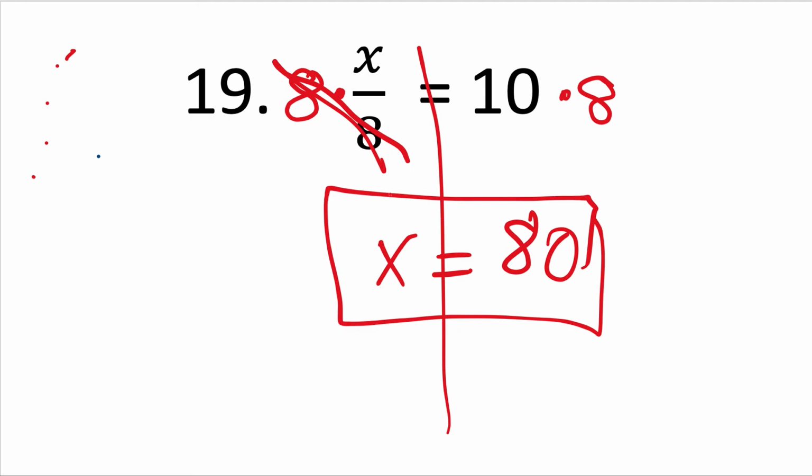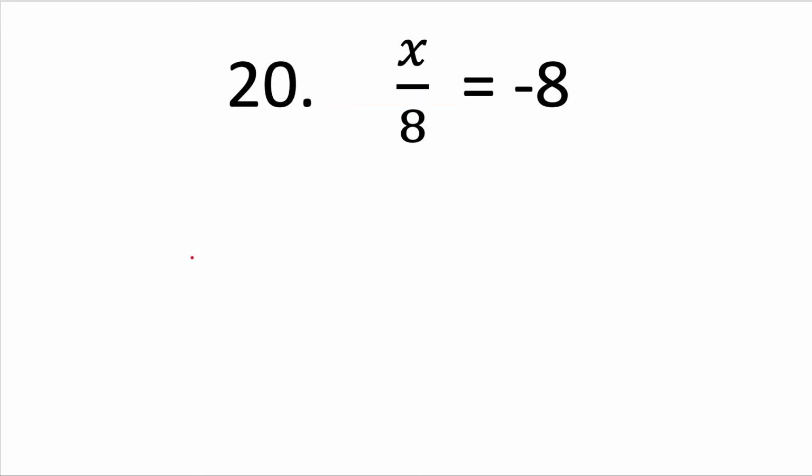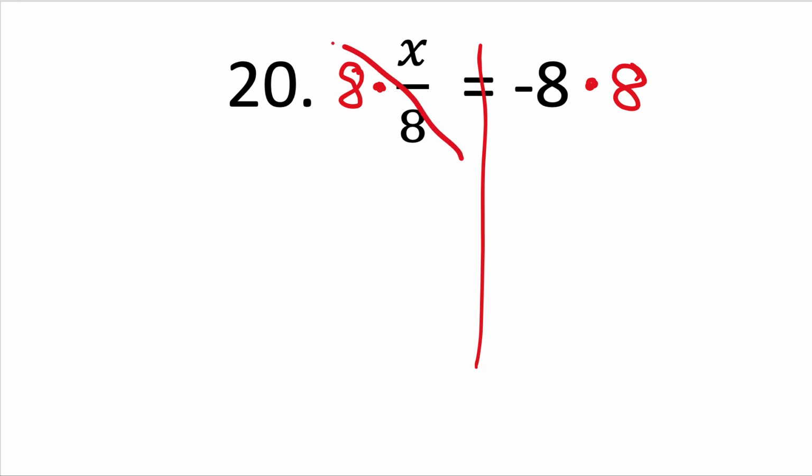Okay, so that's starting with a fraction or a division problem. And here's my last example we're going to go over in this video, number 20 right below it. Again, I have a fraction. I know that's a division. So this says x divided by 8. So the opposite of divide is multiply. So divide by 8, multiply by 8. If I multiply by 8 on this side, I have to multiply by 8 on that side. I've got to keep it balanced. So those will cancel. And x equals negative 8 times 8, which would be negative 64.